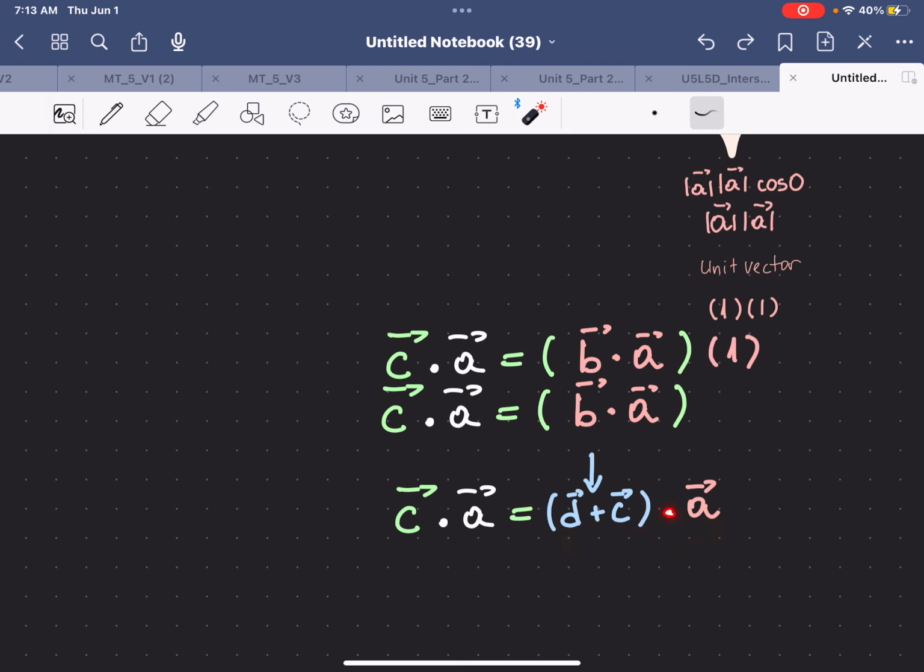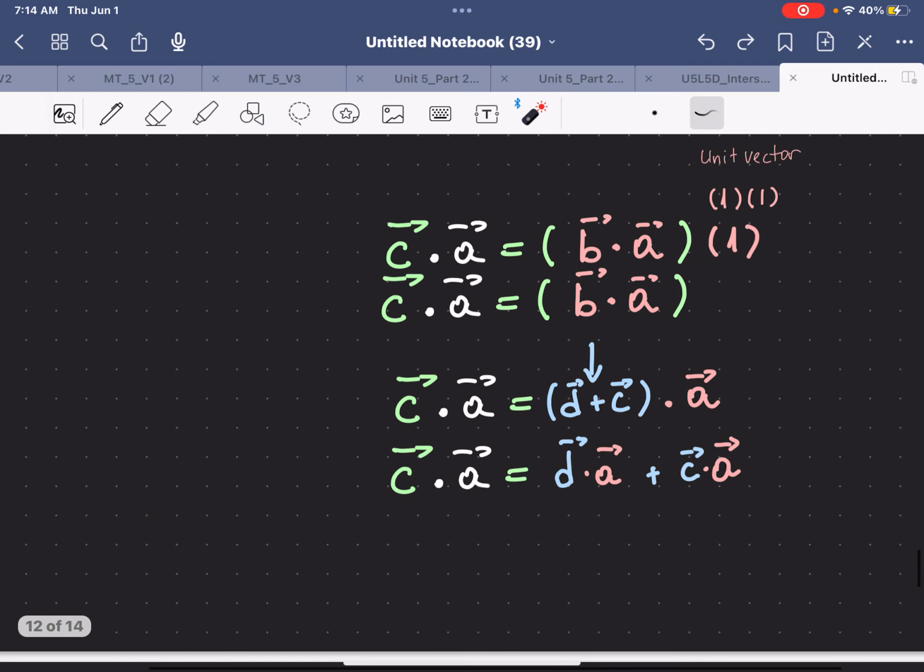We have dot product the sum of two vectors with another vector. So this is a vector, this is a vector, they're dotting each other. Based on dot product properties, then we can multiply each vector inside the bracket by vector a in a dot product. So this would be d dot a plus c dot a. The left side of the equation remains unchanged.